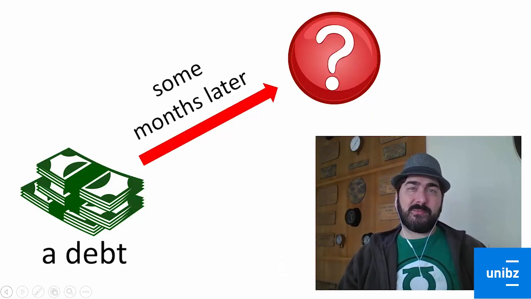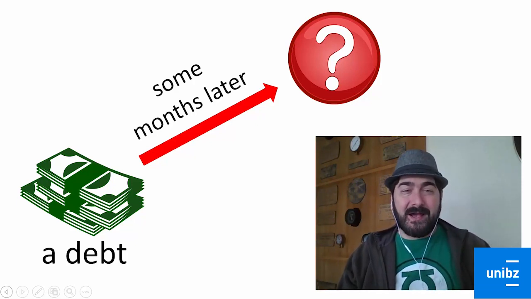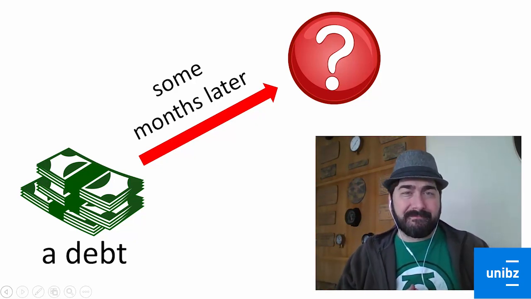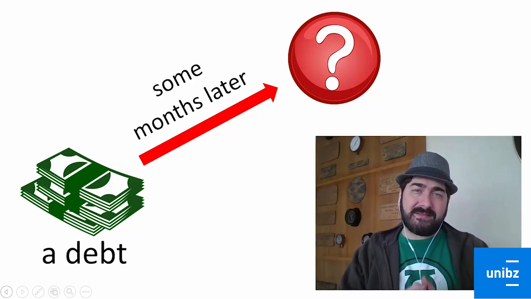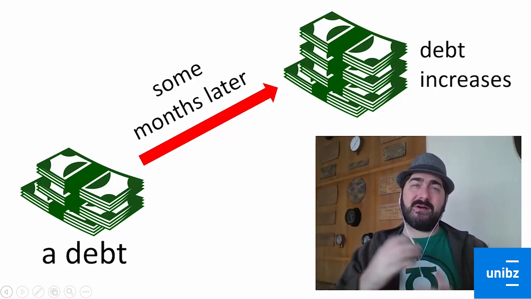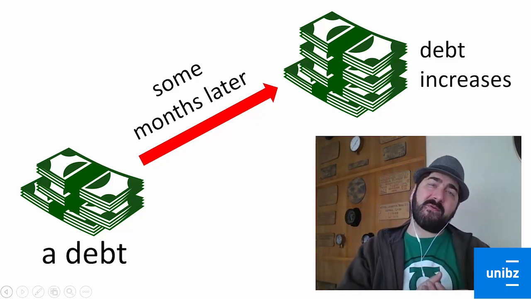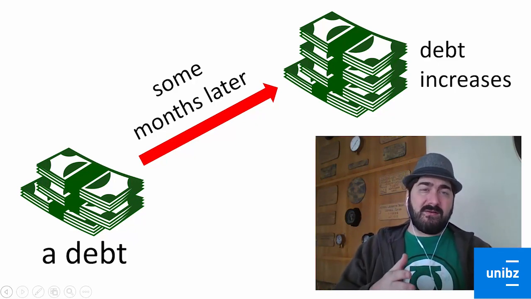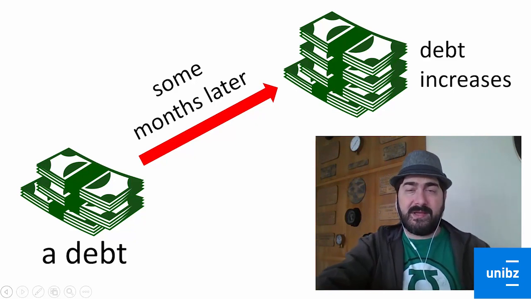So let's start with an example outside of the software development domain. Imagine that you got a debt, borrowed some money. What happens some months later if you want to pay that debt? I think that all of you know that because of the interest, this debt will increase. So to pay for this debt today, you are going to pay an amount, and some months later, you are going to pay a higher amount, right?